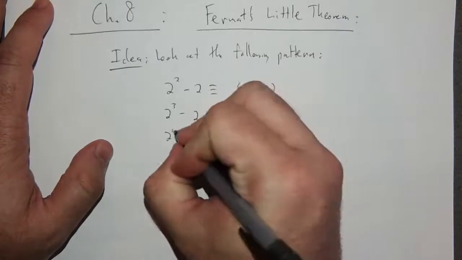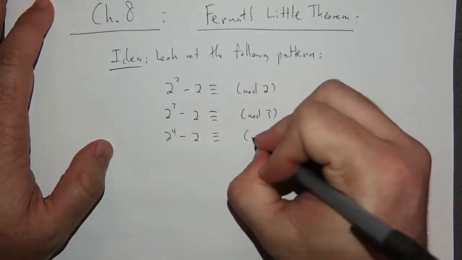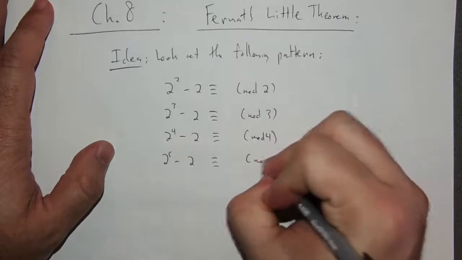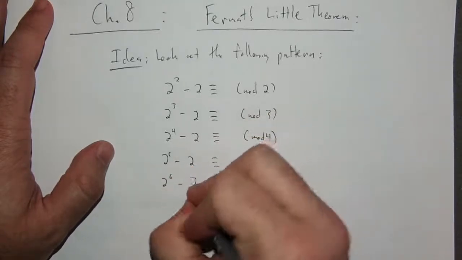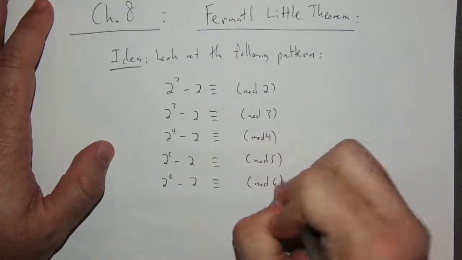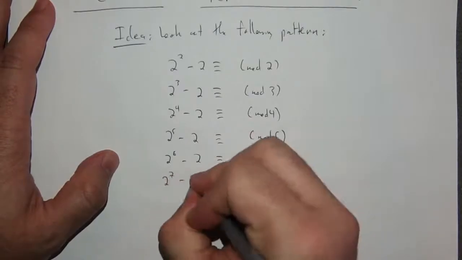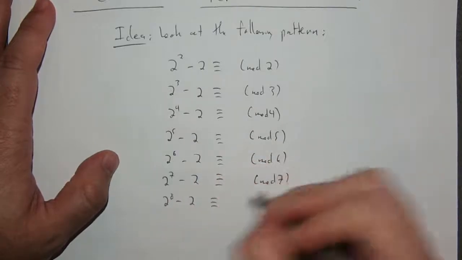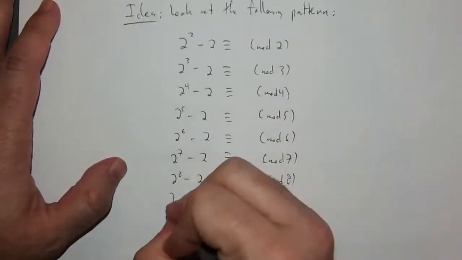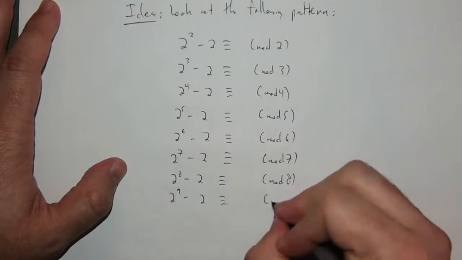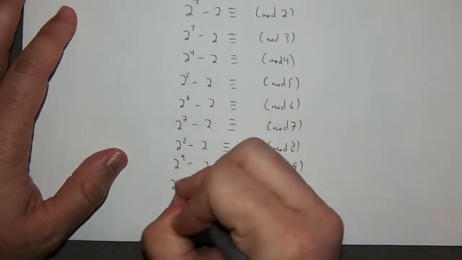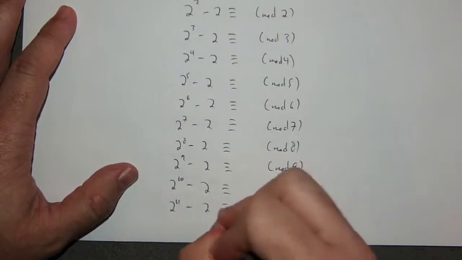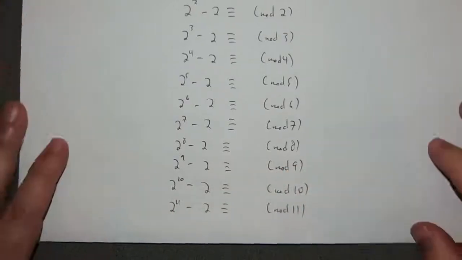So I'm going to keep going here. This 2 to the 4 minus 2 is congruent to something mod 4. And then 2 to the 5th minus 2 is congruent to something mod 5. And 2 to the 6th minus 2 is congruent to something mod 6. And 2 to the 7th minus 2 is congruent to something mod 7. And 2 to the 8th minus 2 is congruent to something mod 8. And 2 to the 9th minus 2 is congruent to something mod 9. Let's just keep at it. We'll go all the way up to 11. So here's what I'm looking at. All right, there we go.